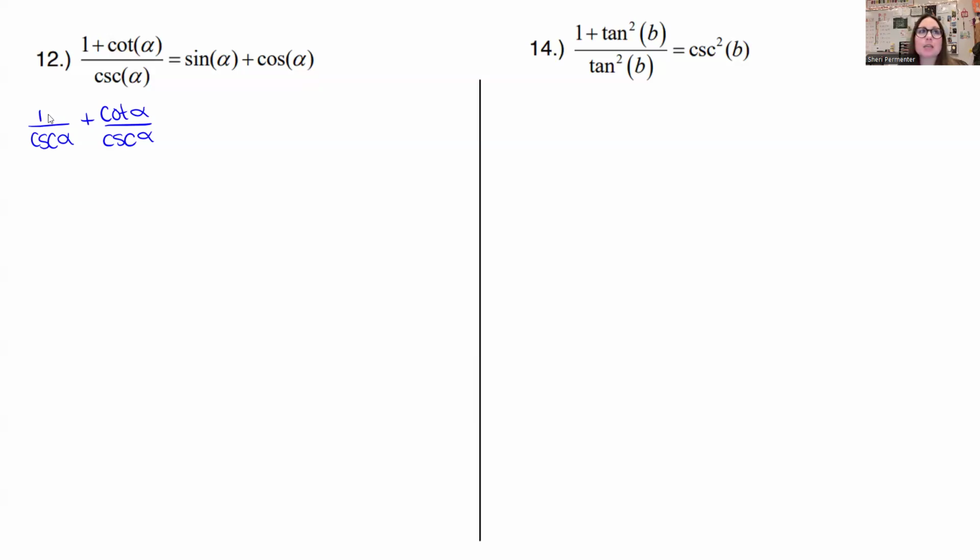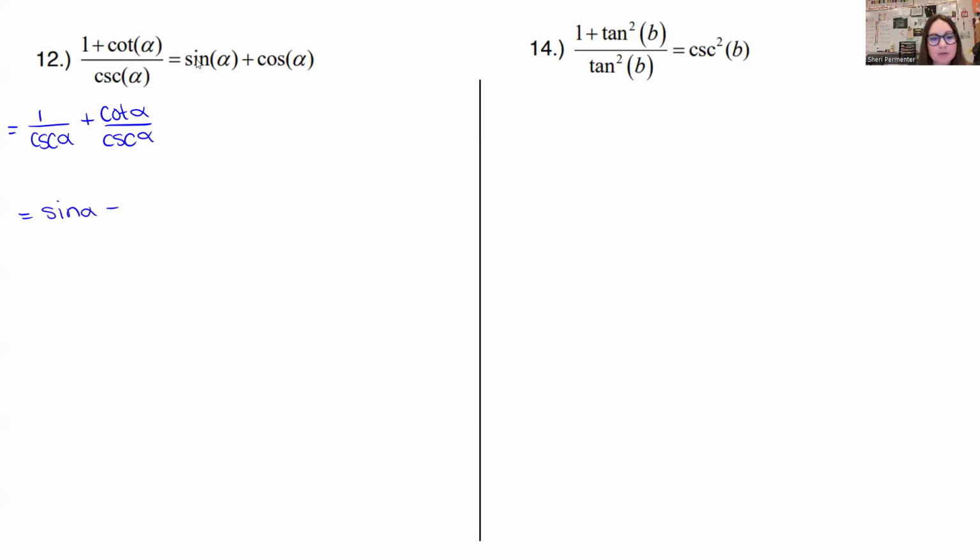What's 1 over cosecant? Sine. Okay, well, that's awesome because that's the first term we need. So that turns into sine alpha. So I've got that part. I got the first part done.